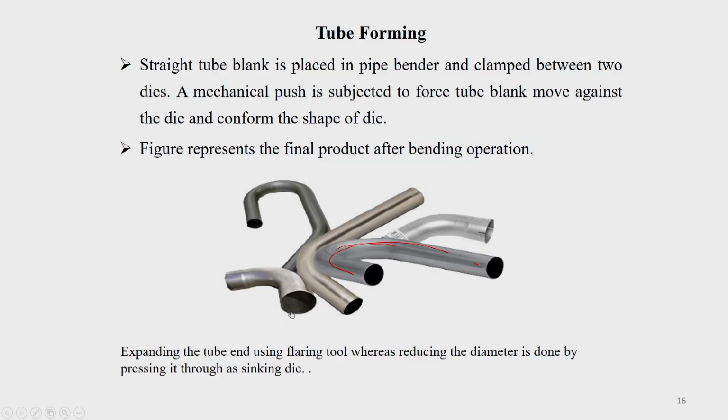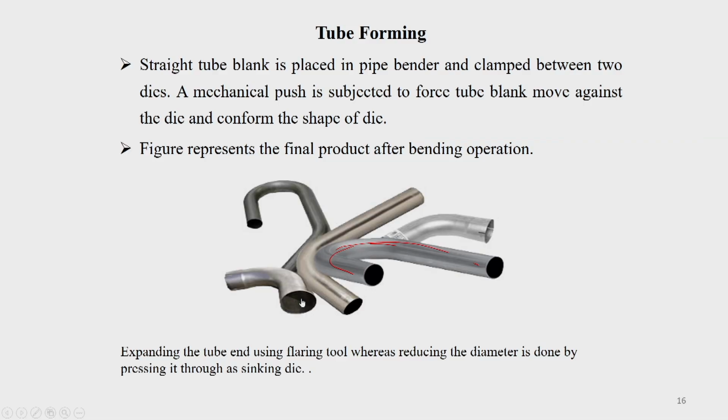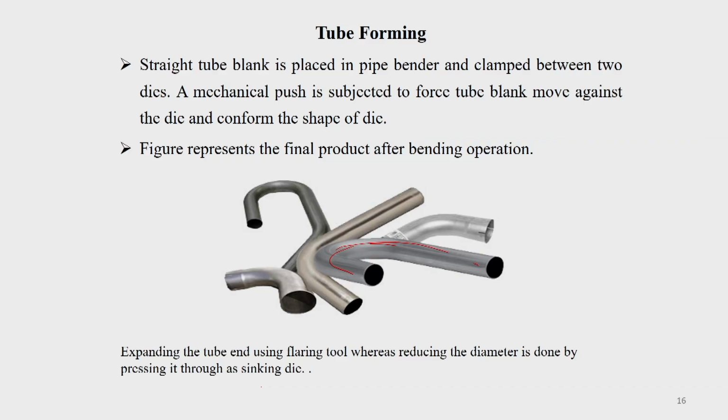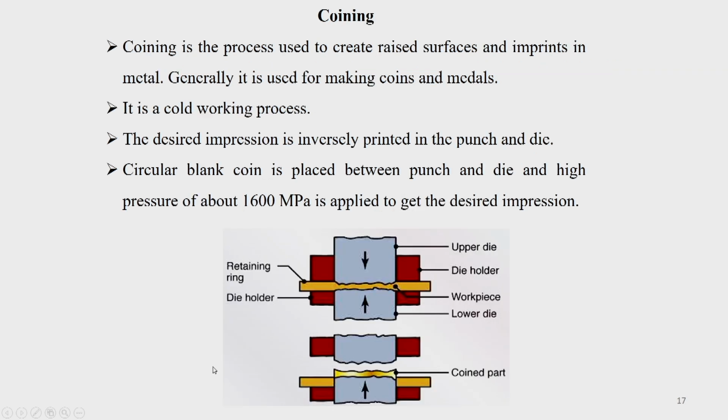But if you want the diameter to be reduced, then you press it through a sinking die. Die sinking, so through that you just pull it and then get it. There also you can rotate and get that. In that case the metal will thin, whereas in the case of the flaring tool, when you are using it to increase the diameter, the side wall will get thinned off, whereas using the sinking die, you will find that it may be slightly increased only. So, lots of shapes are used in tube bending.